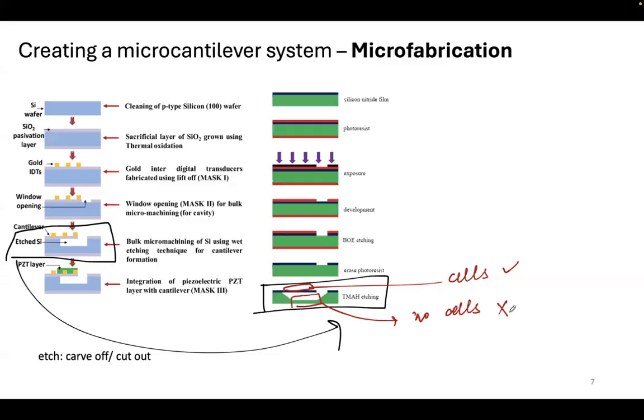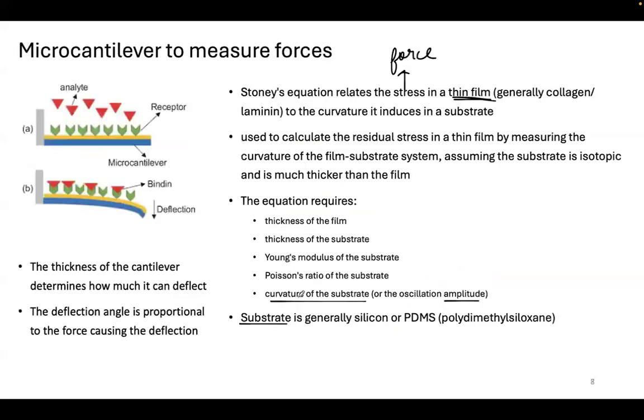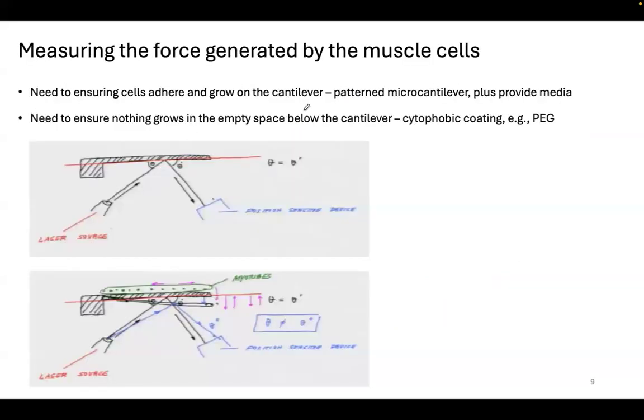You want cells here and you don't want cells there, because that's not where anything is happening, and if at all, it can obstruct some measurements. Another thing is, of course, if the cells need to grow on your cantilever, you have to add the substrate. Or rather, I should say that you need to add an ECM on that, depending on whatever cell you're growing. So we'll call it the patterned micro cantilever.